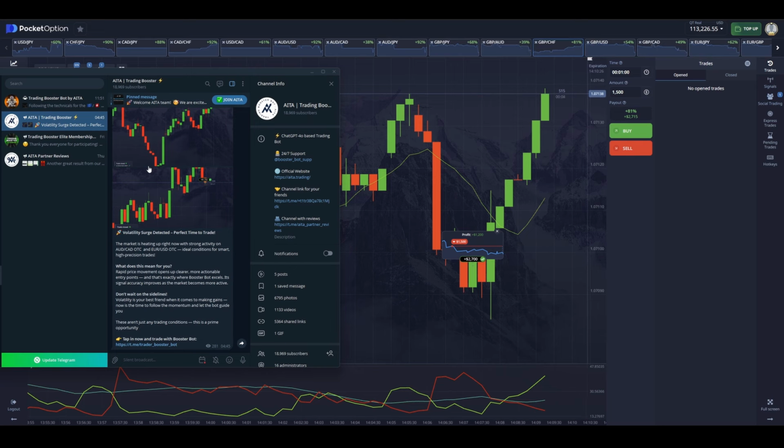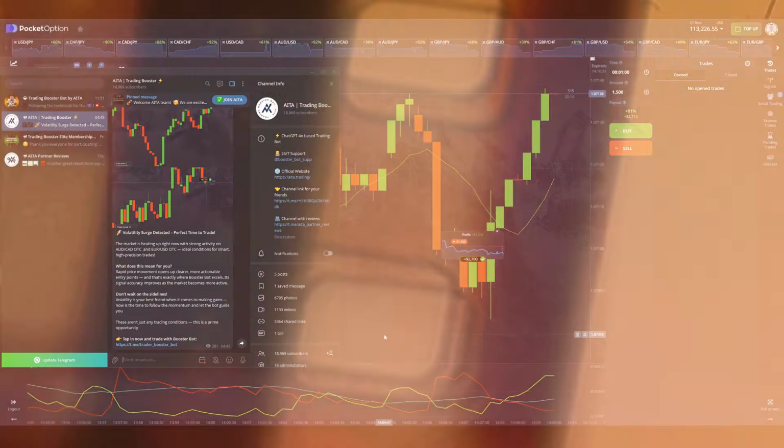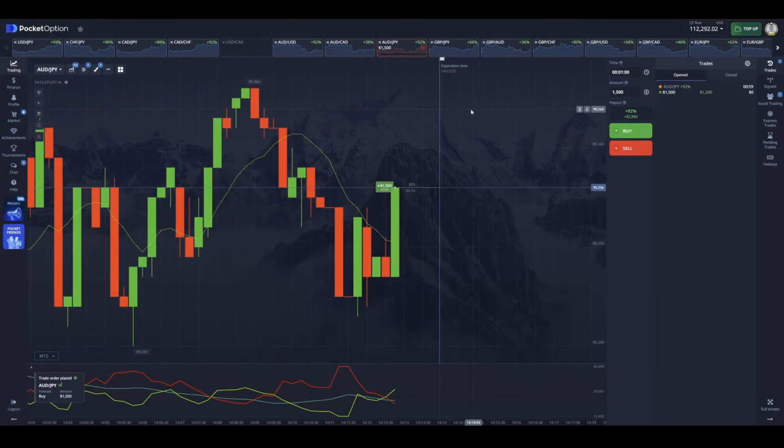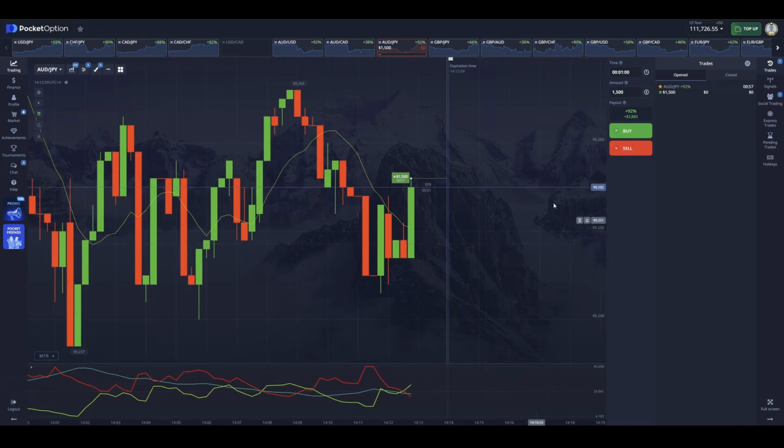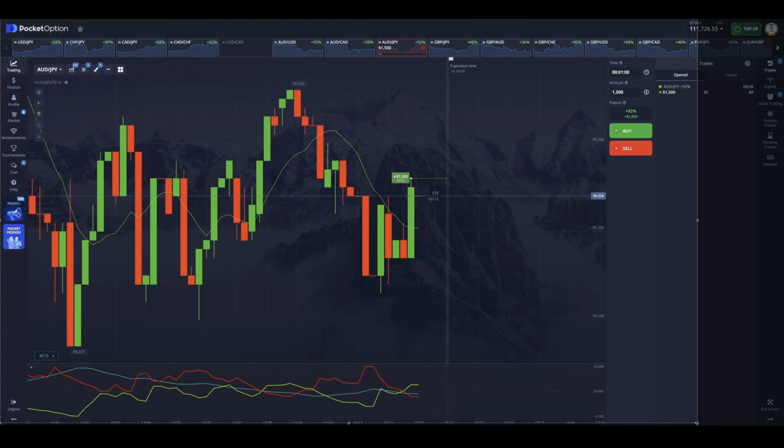Now, let's move on to entry points. And why do we even need additional lines? Look, here's a pretty good currency pair, Australian dollar and Japanese yen. I'm opening a buy trade right away. Let's break down this trade and talk about why we need these extra lines in the first place.